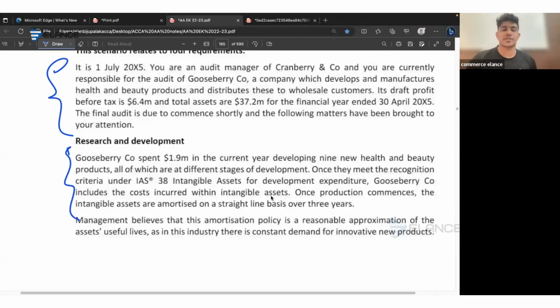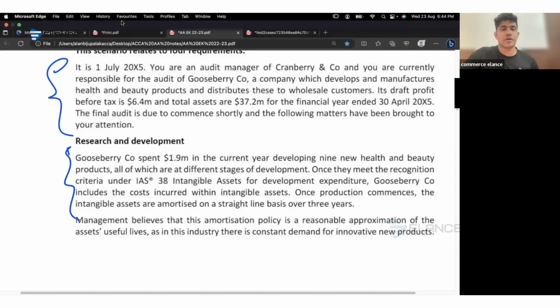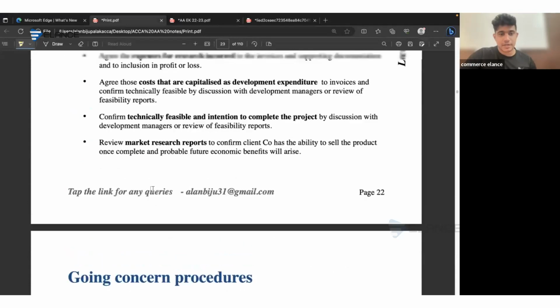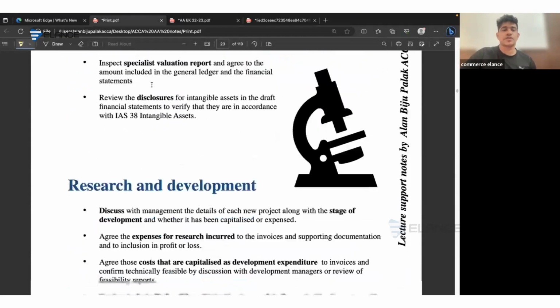So we have to give substantive procedures corresponding to each of these cases. So first of all, Gooseberry Company spent 1.9 million in the current year developing 9 health and beauty products, all of which are at different stages of development. So what can we do for this? We have already studied the substantives in relation to research and development, as well as in relation to the intangible asset. So what can we do here?